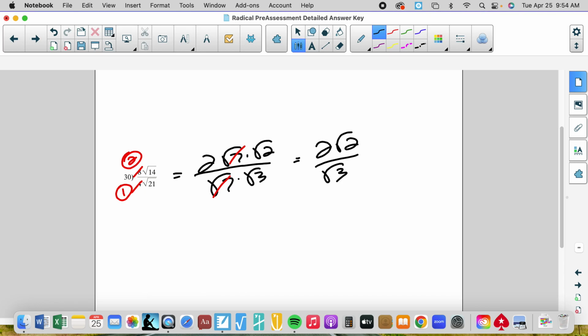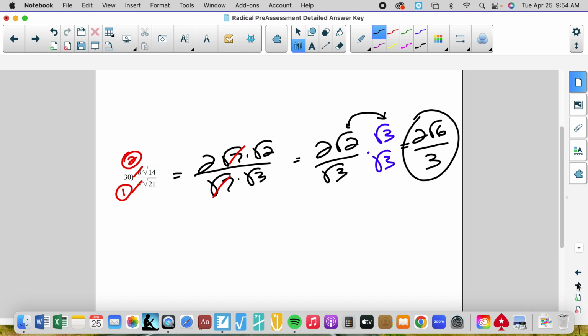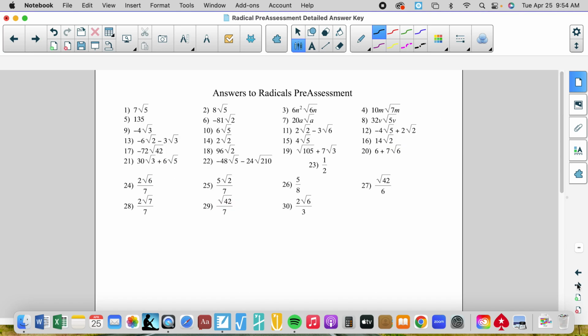Don't make that mistake. I almost popped it out. I cannot leave that. I've got to rationalize it. Rad 3 over rad 3 gives me 2 rad 6 over 3. I'm multiplying radical times radical, outsides with outsides. And that can't be simplified. And that's it. Oh, there it is.